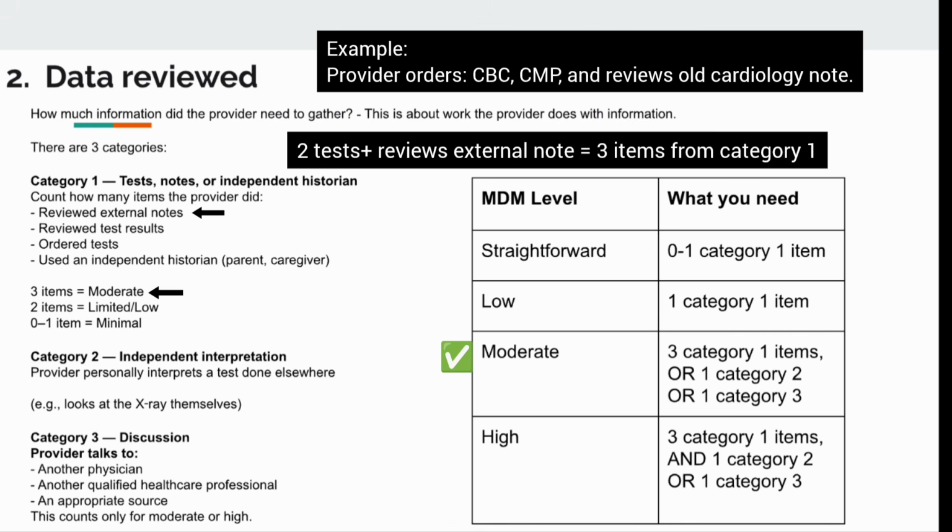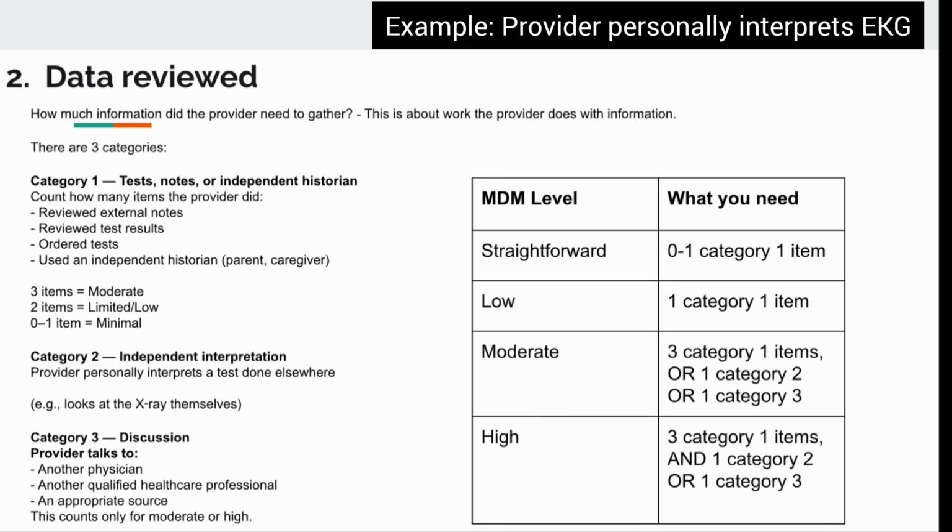So our MDM level will be moderate. Okay. Another example. If the provider personally interprets an EKG, okay, then it is 1 item from category 2. You can see the provider personally interprets a test done. Okay, so it is 1 item from category 2. Therefore, the MDM will be moderate. You can see there is 1 item from category 2 in the moderate section.